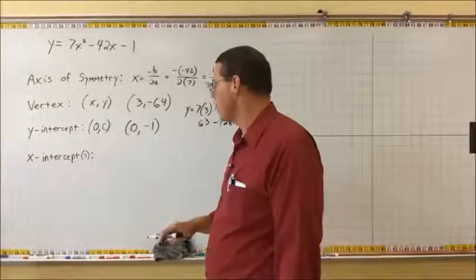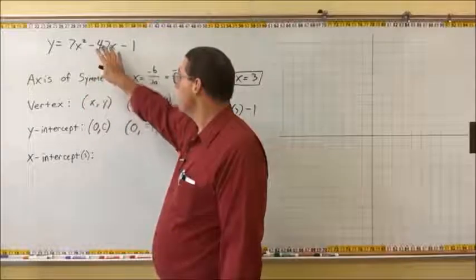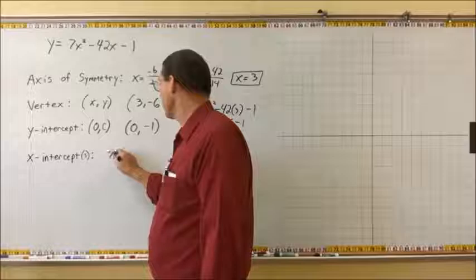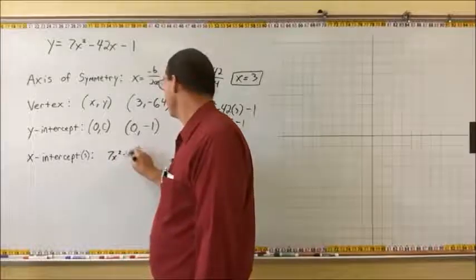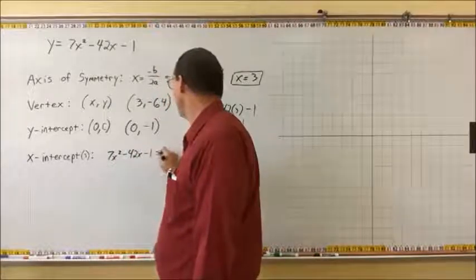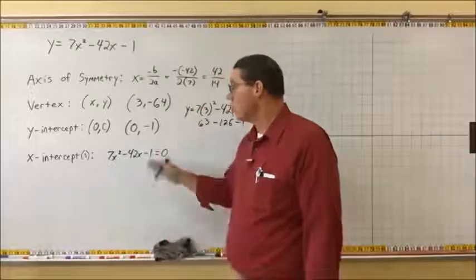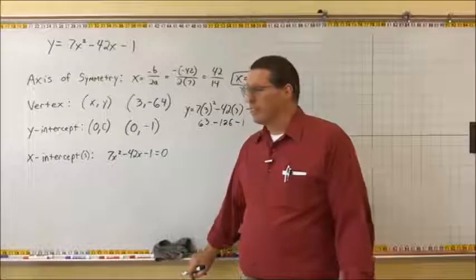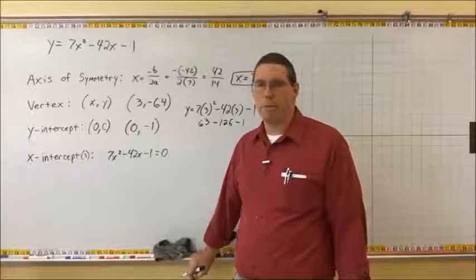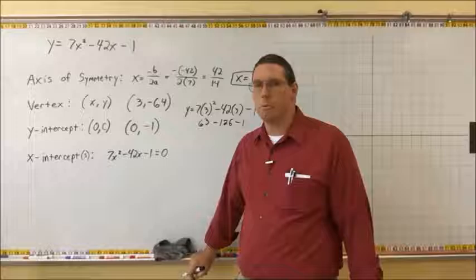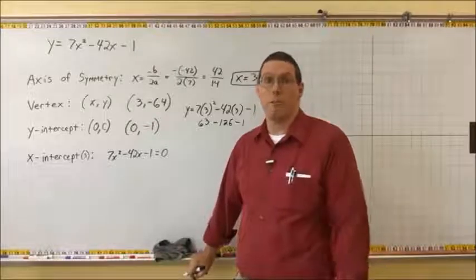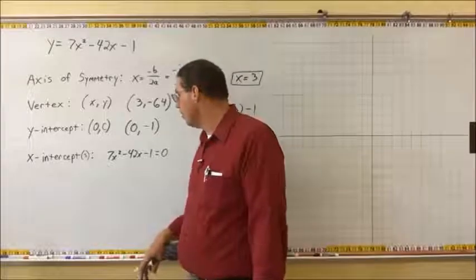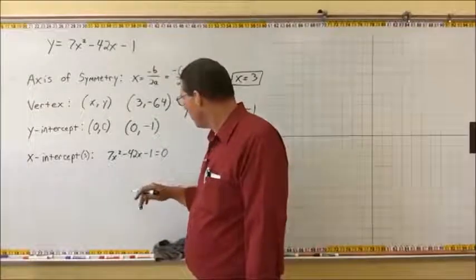Now to identify the x-intercepts, we need to set the function equal to 0. So we're going to take 7x squared minus 42x minus 1 and set it equal to 0. Well, this does not qualify for completing the square. Actually, technically it does qualify for completing the square. I could do it, it'd be really a pain. I'd rather do the quadratic formula than complete the square here. But it doesn't qualify for extracting square roots. I don't think it's factorable.